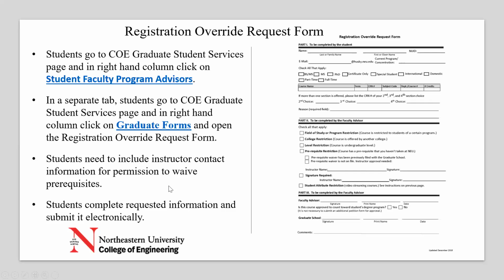And then once you complete the registration override request form, you're just going to submit it electronically, and the next person that needs to approve it will review it, and then it will come to Graduate Student Services and we'll review it for approval. This is all done electronically now, so hopefully the process will be smoother and faster.